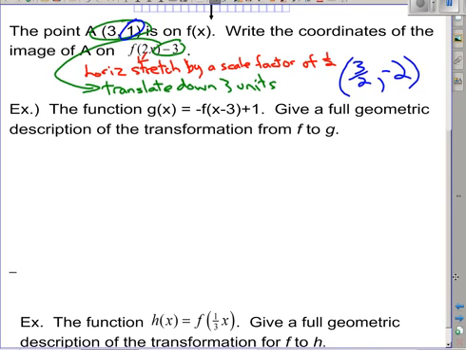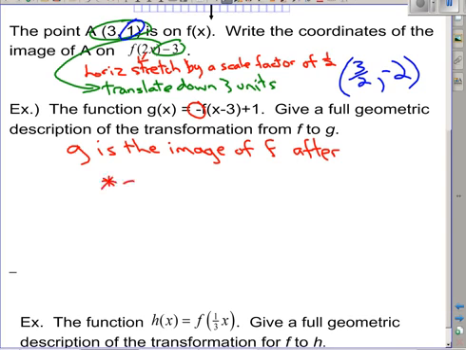The function g at x is equal to negative f at x minus 3 plus 1. Give a full geometric description of the transformation from f to g. Alright, so we have to account for all the changes. This negative means that we have an x-axis reflection. So g is the image of f after an x-axis reflection.